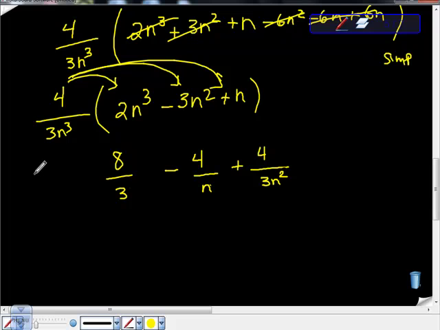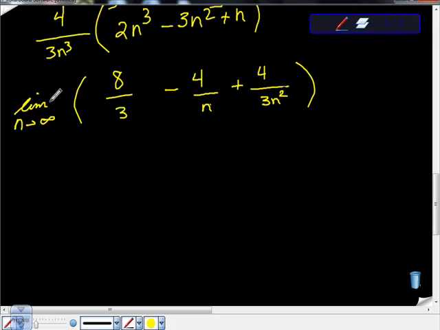So we're going to take this limit. We're going to say, well, what would the limit be if the number of intervals, the number of rectangles, went to infinity? So I'm going to take the limit of this whole thing. Well, you tell me, what is the limit of 8/3 as n goes to infinity? Well, it doesn't change, does it? It stays at 8/3. What is the limit of negative 4 over n as n goes to infinity?